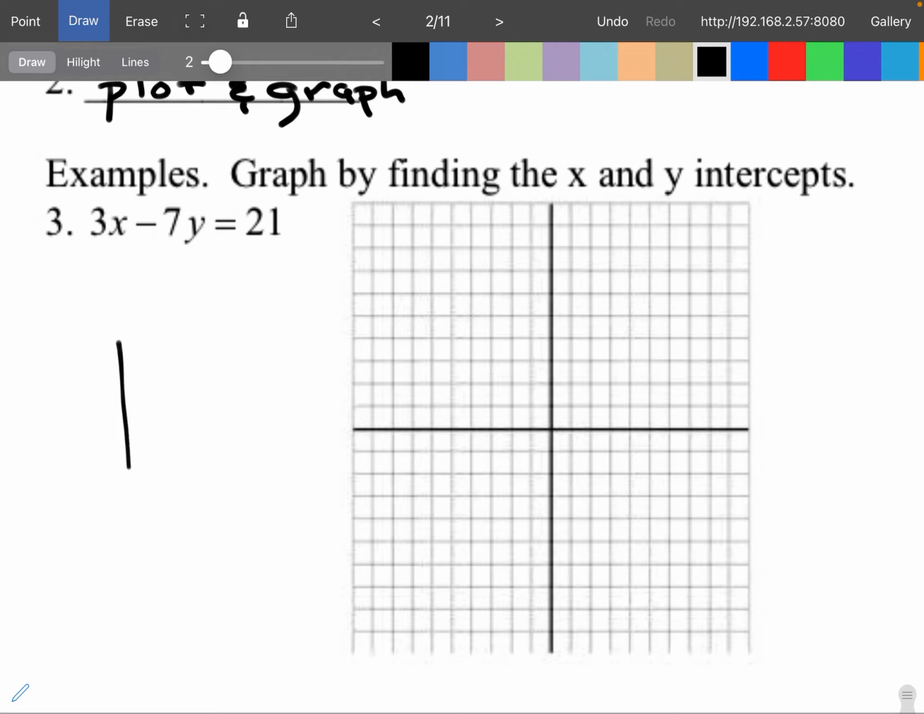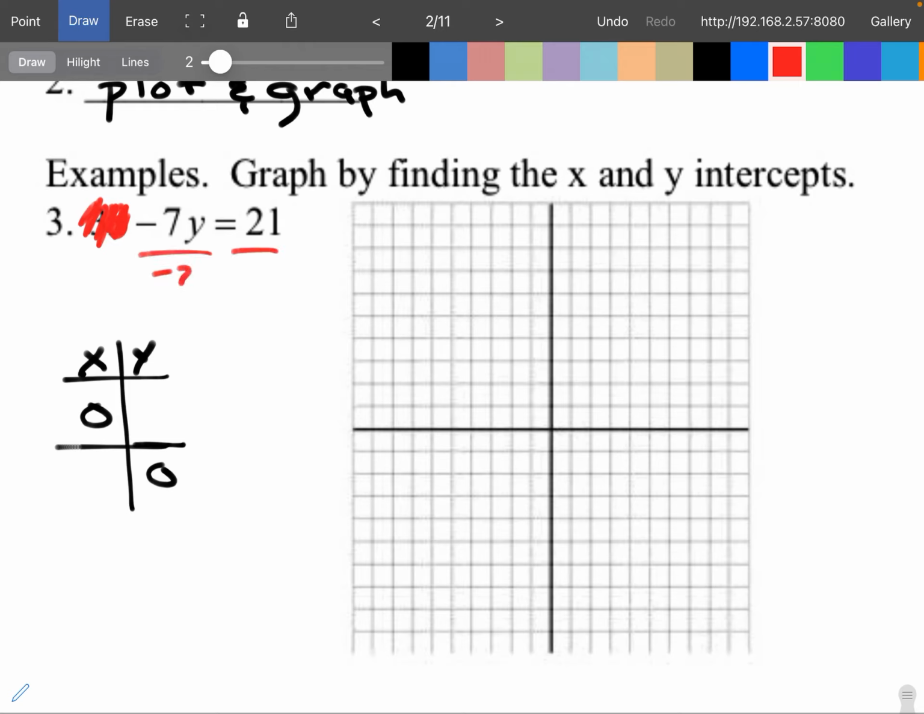All right, so let's do it. So let's do this number 3 right here. We only got like 2 more examples, so this should go pretty quick. All right, so here we go. So we're going to make that little table again. With x and y, we're going to put 0 in for x, and we're going to put 0 in for y. That's it.